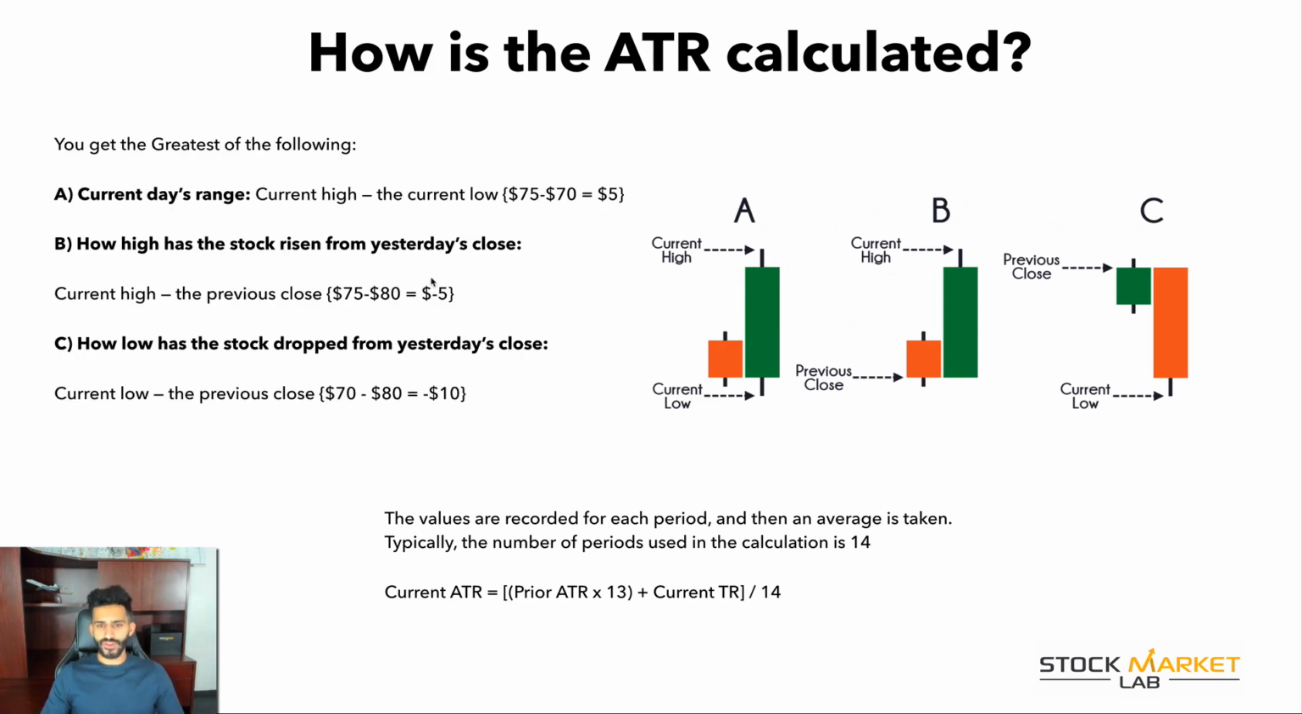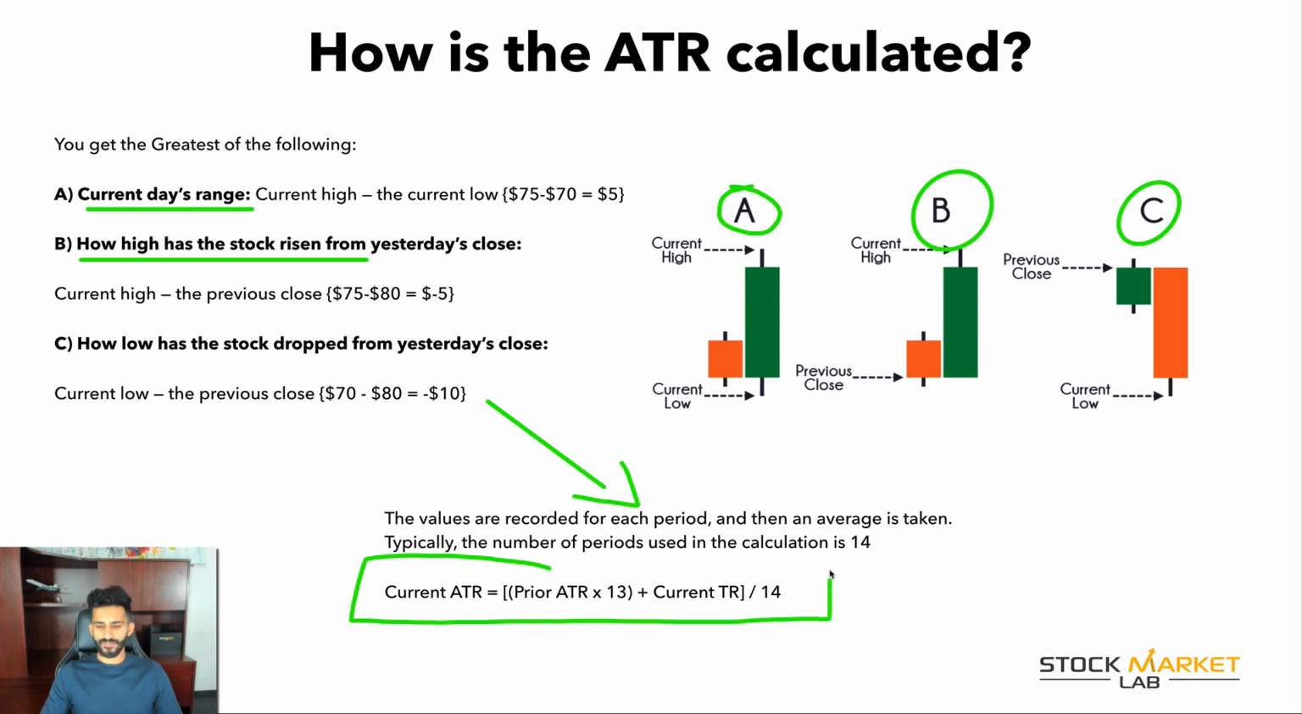So this is how the ATR is calculated. You have to calculate three numbers. You have to get the current day's range, which is A. You get how high the stock has risen from yesterday's close, which is B, and then you get how low the stock has dropped from yesterday's close, which is C. And then of these three numbers, whichever is the greatest number is what gets plugged into this formula. It's a little bit complicated formula.